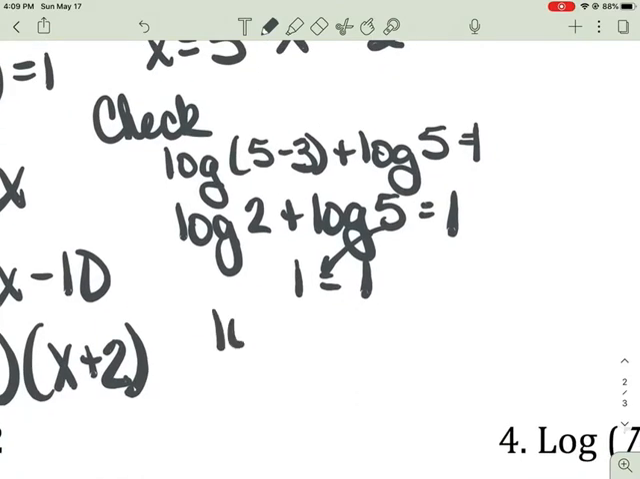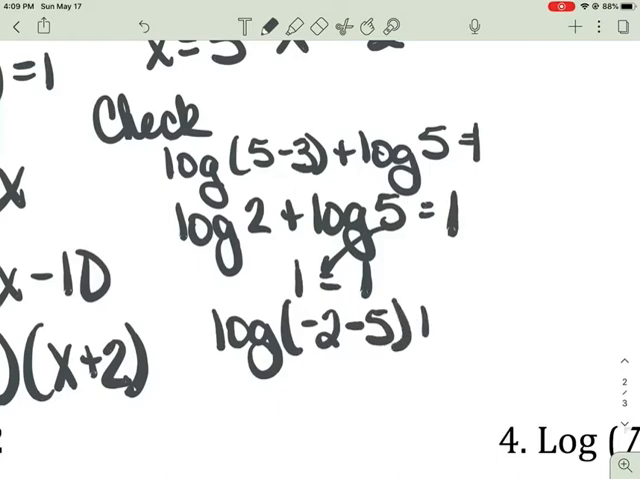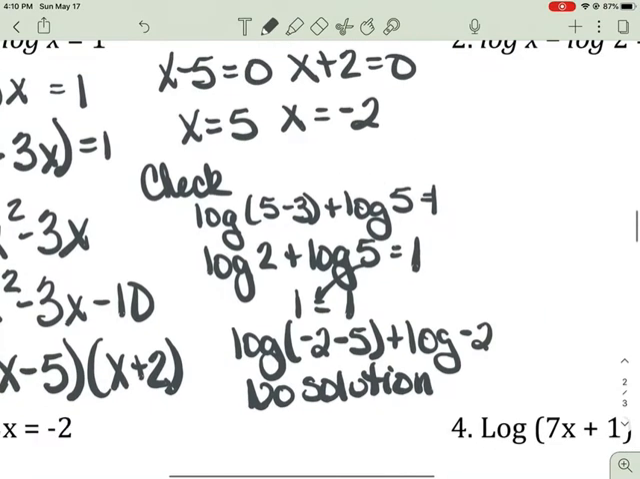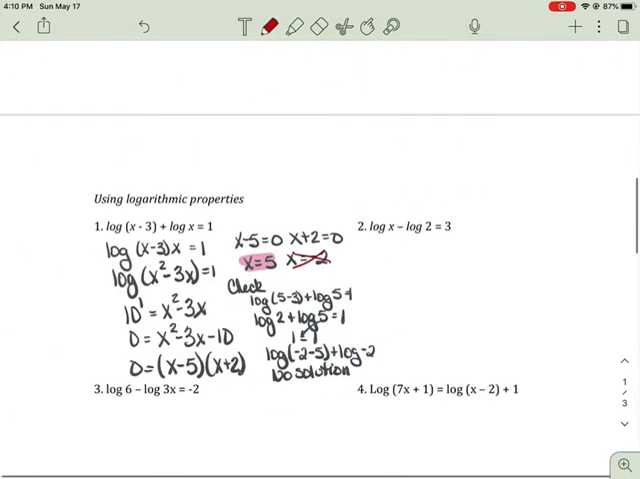So let's try negative 2. If you put that in your calculator, you're going to get an error message. So this has no solution. This is an extraneous root. So our only solution is 5. Negative 2 does not work. And we should always check our solutions for these because they don't always work, especially when you're solving the quadratic.